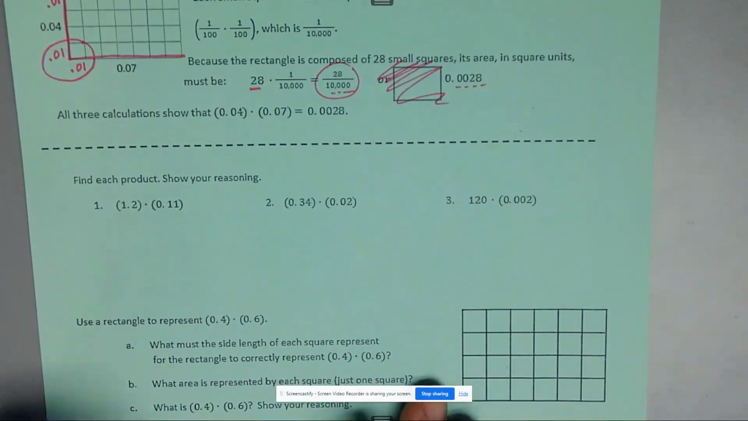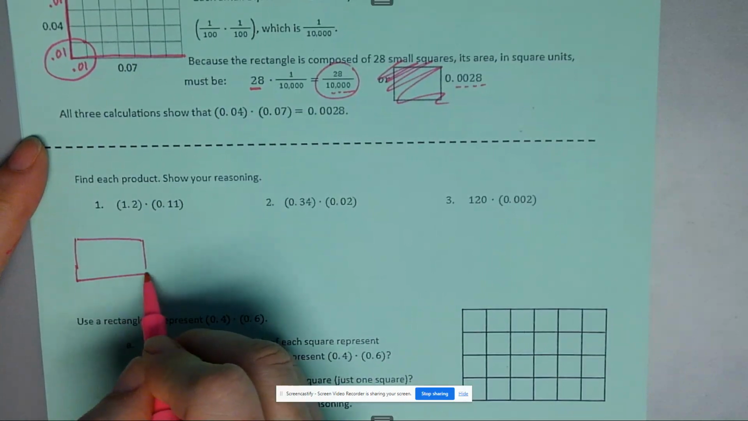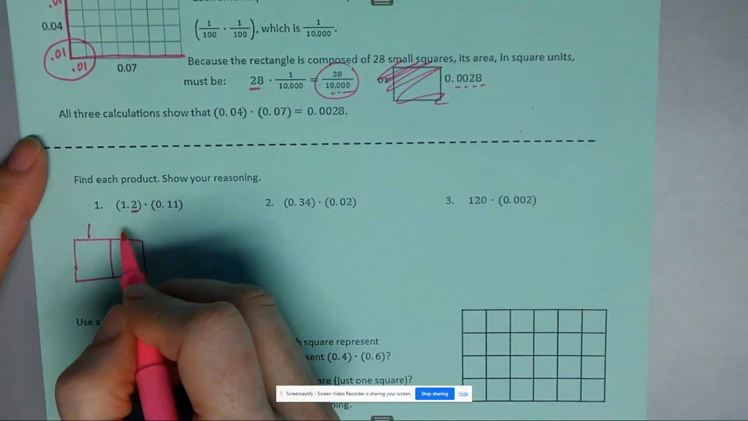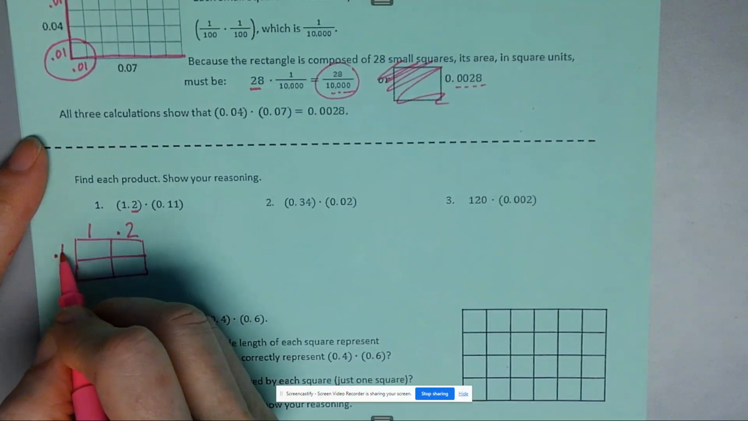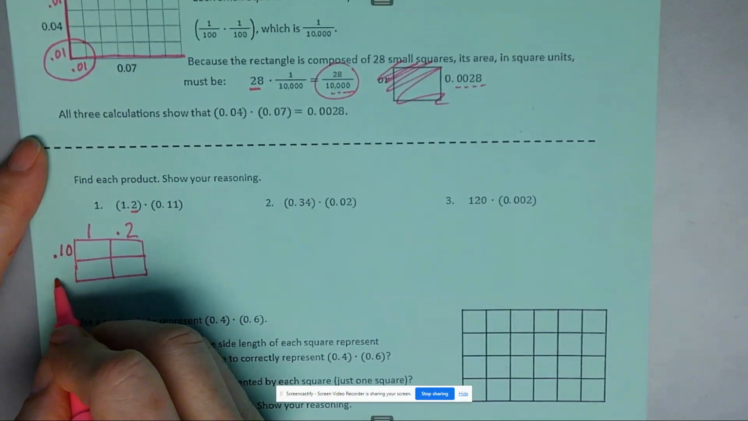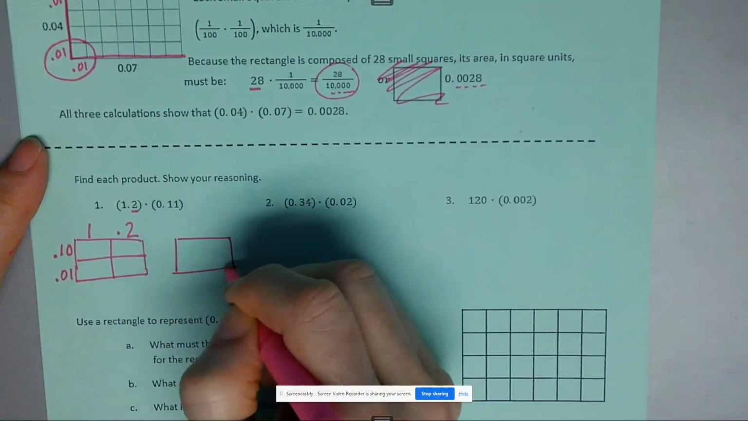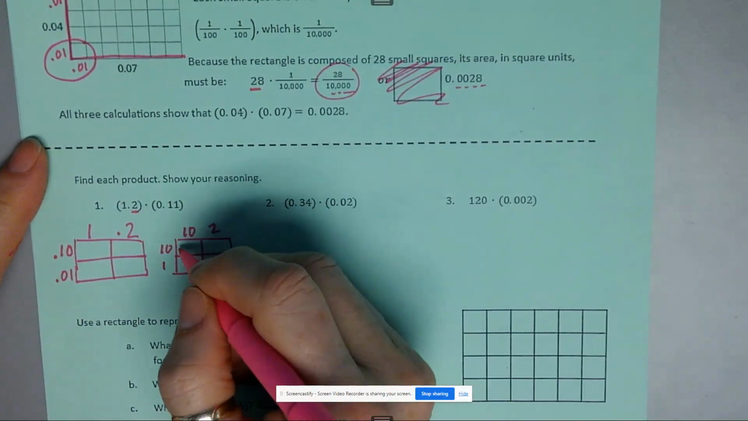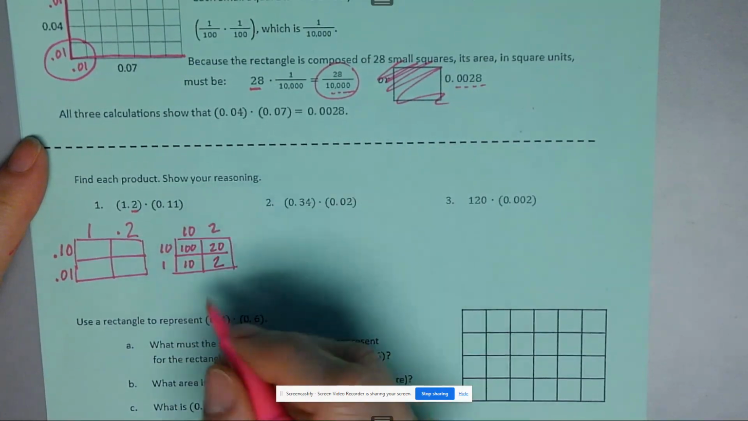So we're going to do this down below. If I do an area model, I have 1 whole, and this is in the tenths place, 2 tenths. And here I have 1 tenth, and I have 1 100th. So I could do it like that. Or what if I do it like this? 10 and a 2, 10 and a 1. That's 100. That's a 10. That's a 20. That's a 2.